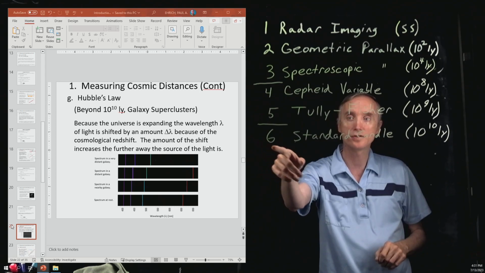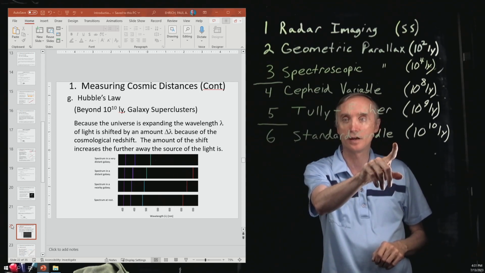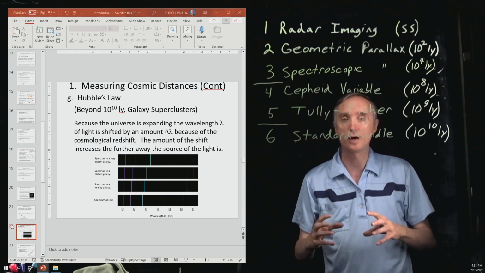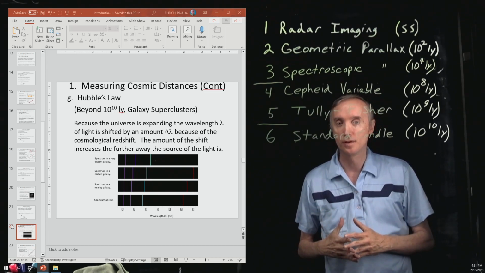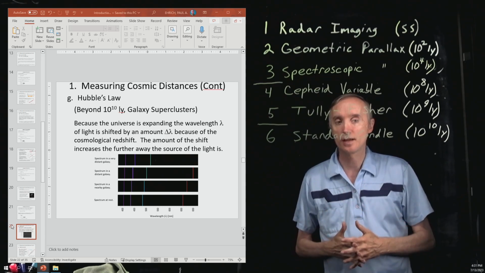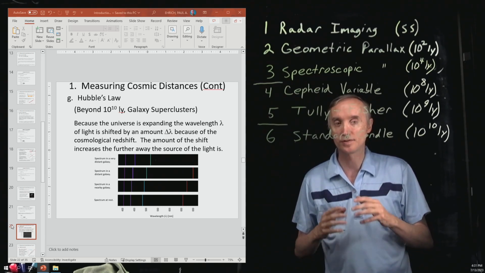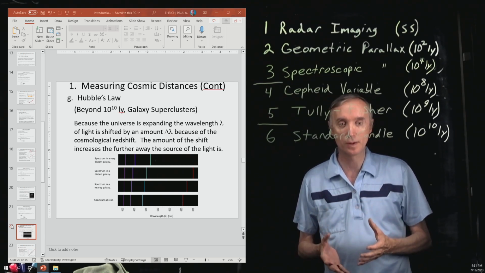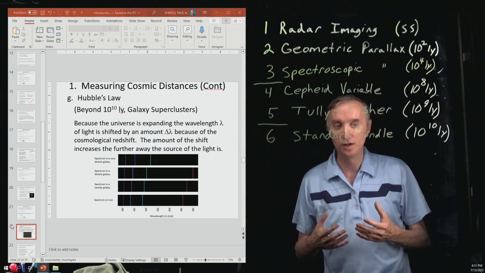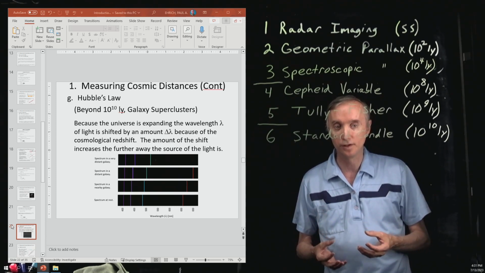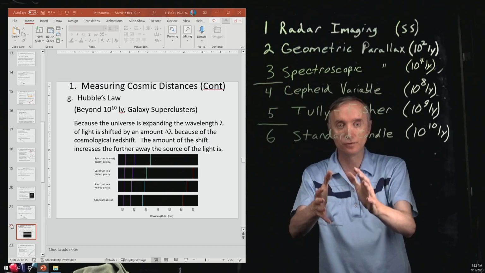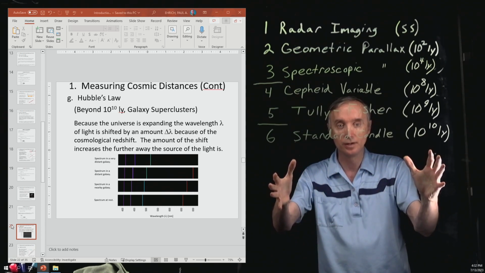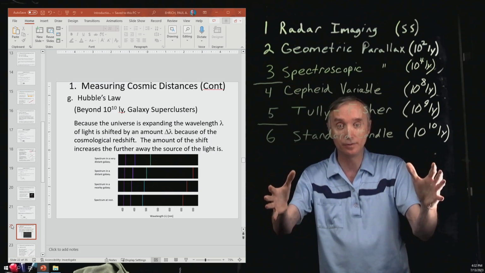So if you remember, this was good out to clusters of galaxies, but now we want to go out to superclusters of galaxies, and we're going to use Hubble's law. So in order to understand this one, you need to know that space and time are expanding. According to general relativity, space and time go together to make space-time. And we think that the entire universe is expanding in both space and time.